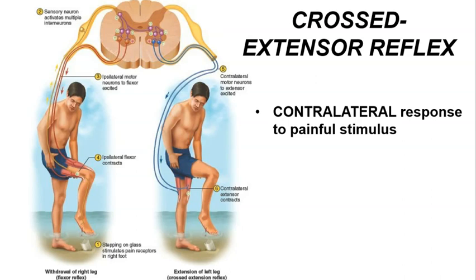Those sensory neurons will communicate with many interneurons in the spinal cord and activate motor neurons that control extensor muscles in the contralateral limb. So that is the limb that was opposite of the stimulus. These extensor muscles will then contract and keep that leg straight in order to maintain balance during the withdrawal reflex.